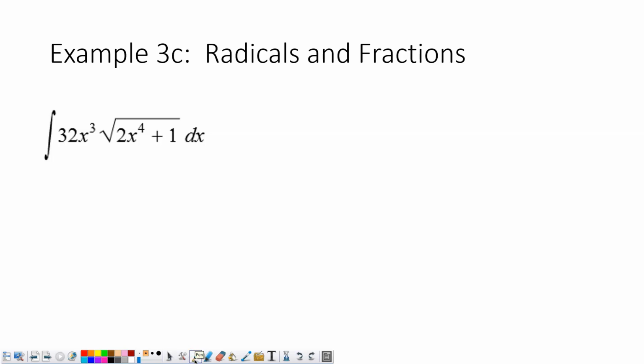All right, so step 1. What's the inside function? Well, in this case, instead of identifying the inside function by looking at what's inside parentheses, we're identifying the inside function by what's under the radical. So in this case, my inside function is 2x to the 4th plus 1. Okay? Next, we're going to find the derivative of that with respect to x. Step 3, get the dx by itself.